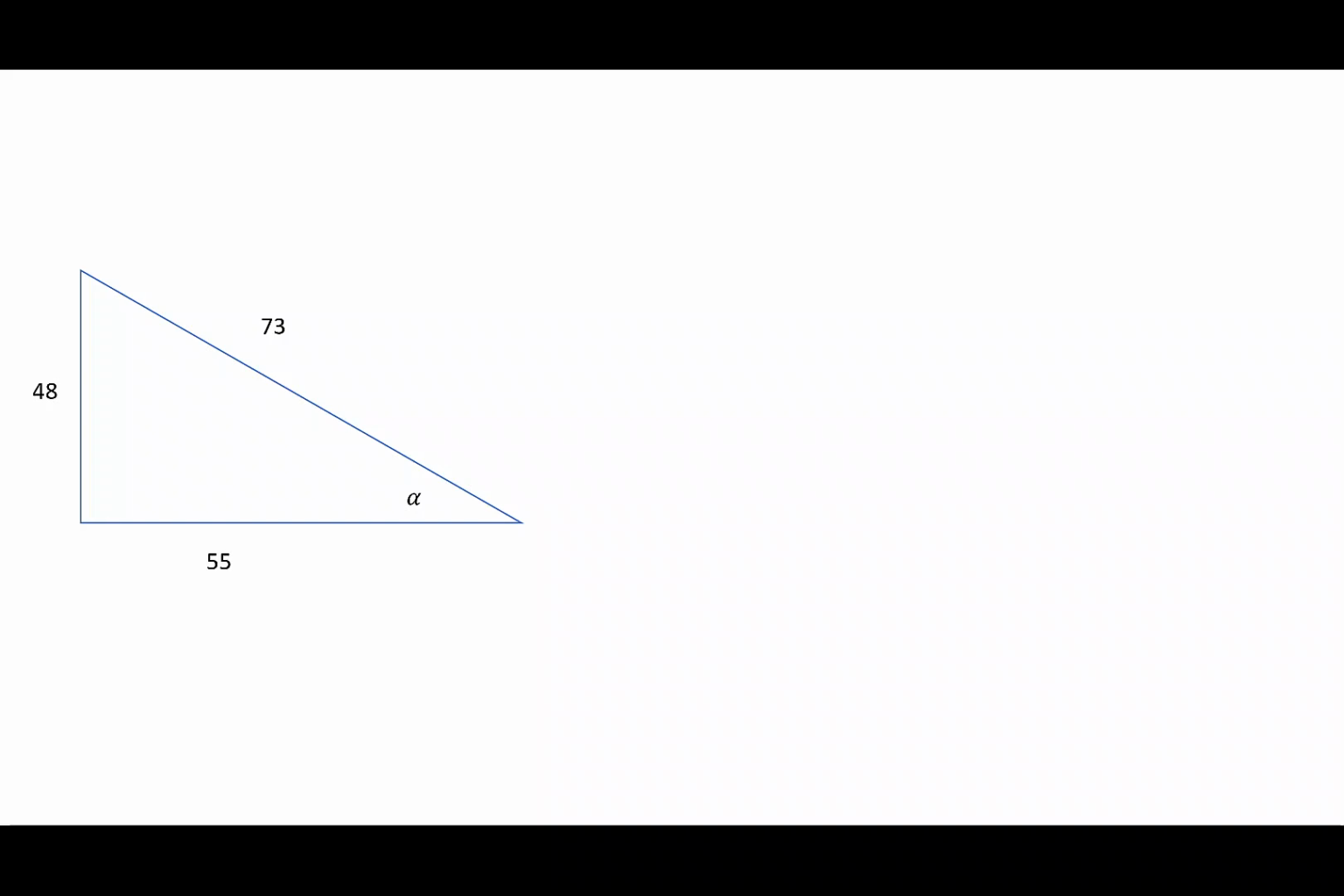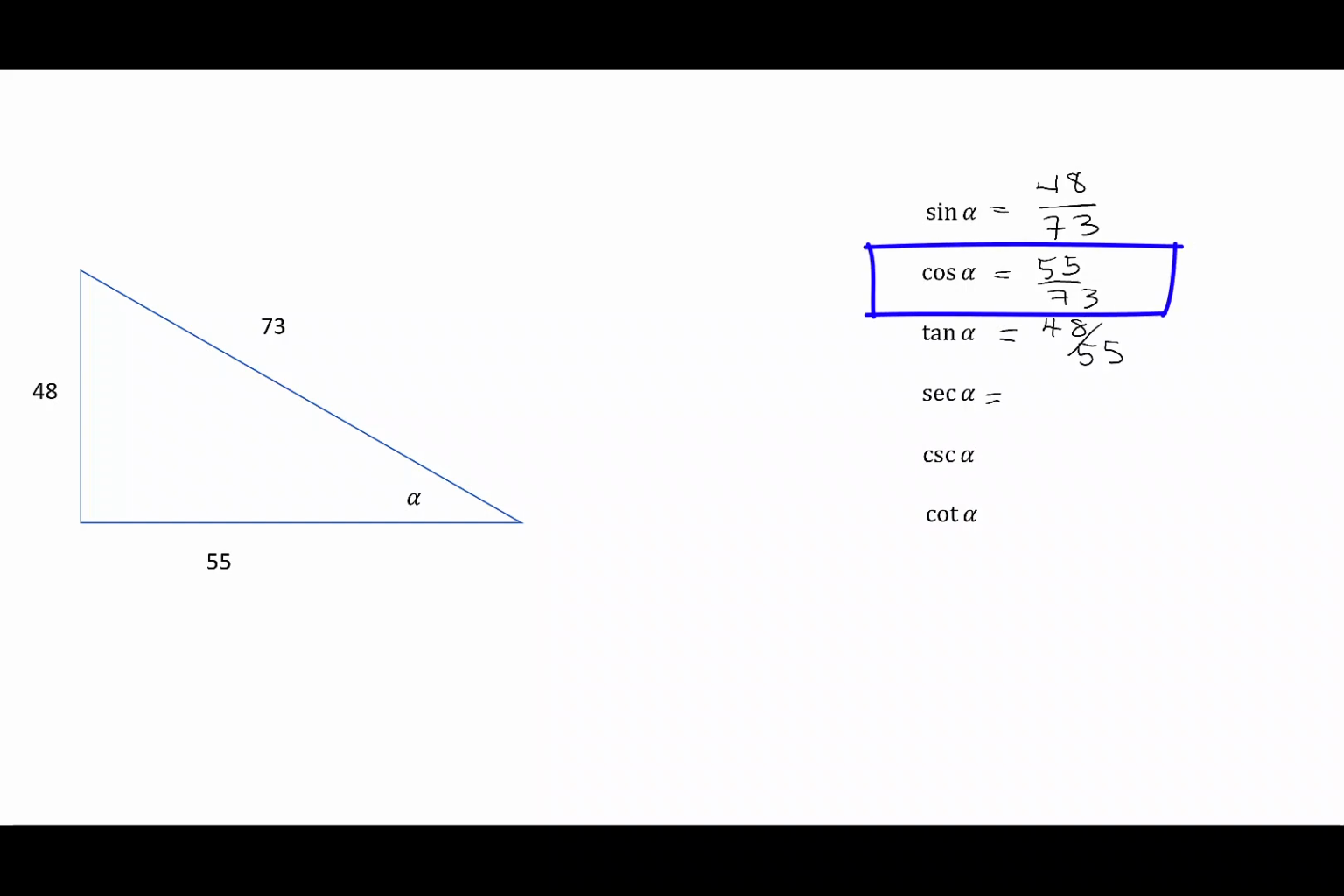Let's practice finding the 6 trig functions for the triangle 48, 55, 73 with an angle of alpha. We'll start with the sine of alpha. Opposite is 48, the hypotenuse is 73. Cosine of alpha will be 55 over 73. Tangent is opposite 48 over adjacent 55. To find secant, I'm going to use the reciprocal of cosine. Since cosine was 55 over 73, secant will be 73 over 55.